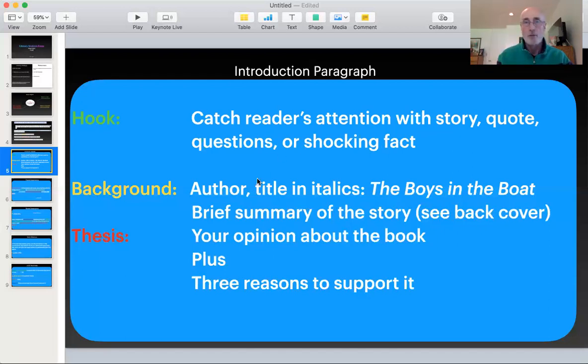Now on the background, I'm going to really spell it out for you. Make sure that you give the author, that's Daniel Brown, and the title, always in the introduction and throughout the whole paper. Make sure that you write it just like you see on the screen here. Do you see how the boys is capitalized, these are smaller words so they don't capitalize them, and then boat is capitalized. And notice it's in italics, which means it's slanted. That's how it should appear every single time you write The Boys in the Boat. Notice there's no quotation marks around it. You don't put quotes around the titles of books. You put them around the titles of articles. There's the difference.